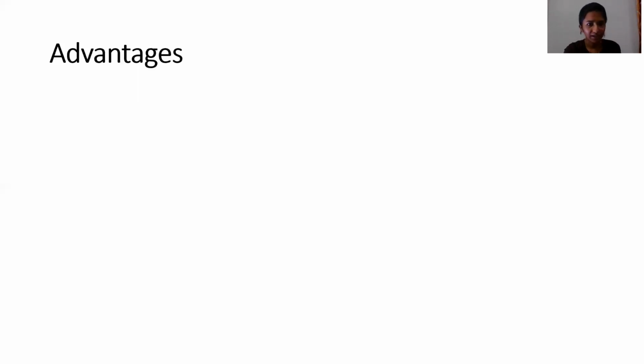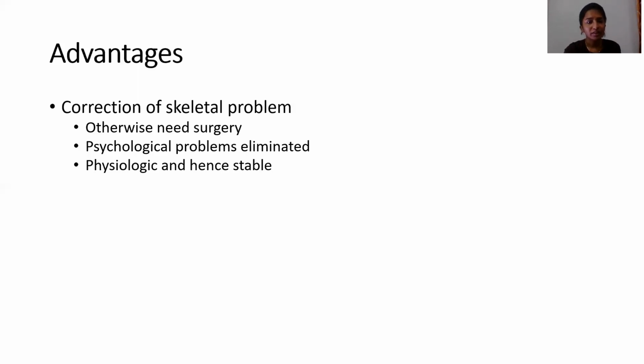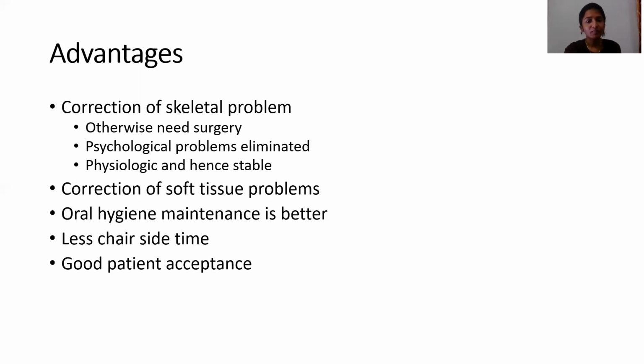a myofunctional appliance. So coming to the advantages, it is going to correct the skeletal problem, correction of the soft tissue problems, oral hygiene maintenance will become better, less chair side time is required, and there is good patient acceptance. Correction of skeletal problem at a very younger age is going to prevent the need for surgery at a later date. That is, when the growth is over and the patient is having a skeletal problem, surgery will be the only option. So that can be avoided if you're going to treat the case with a functional appliance.